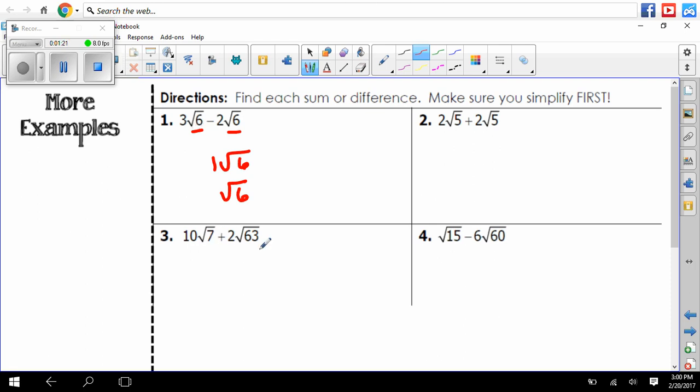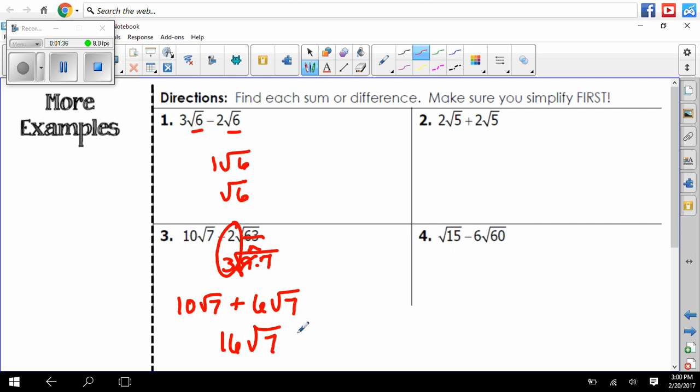This has a radical 7. Let's see if I can get it to a radical 7. So 7 would be times 9. The square root of 9 is 3. So I've got 10 radical 7. Multiply that out, so positive 6 radical 7. That's 16 radical 7.